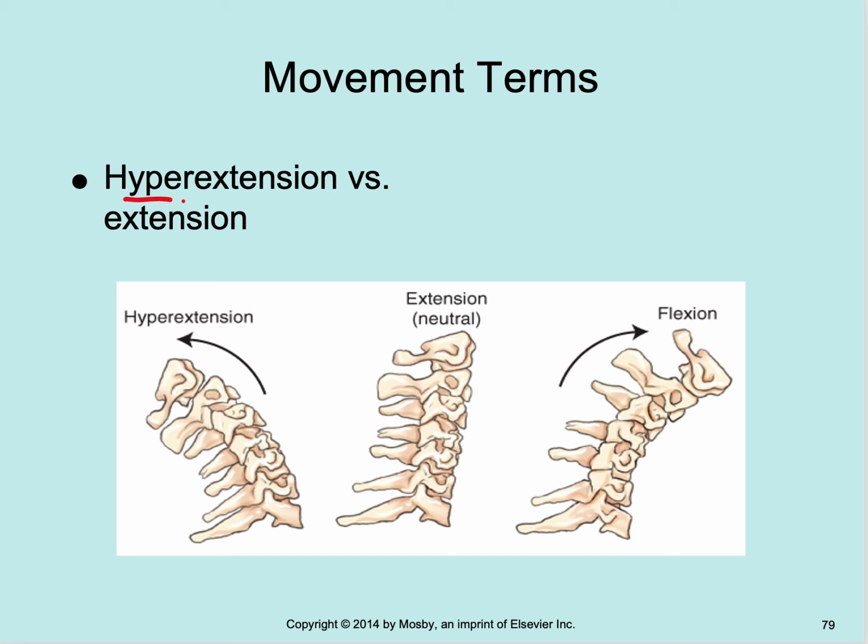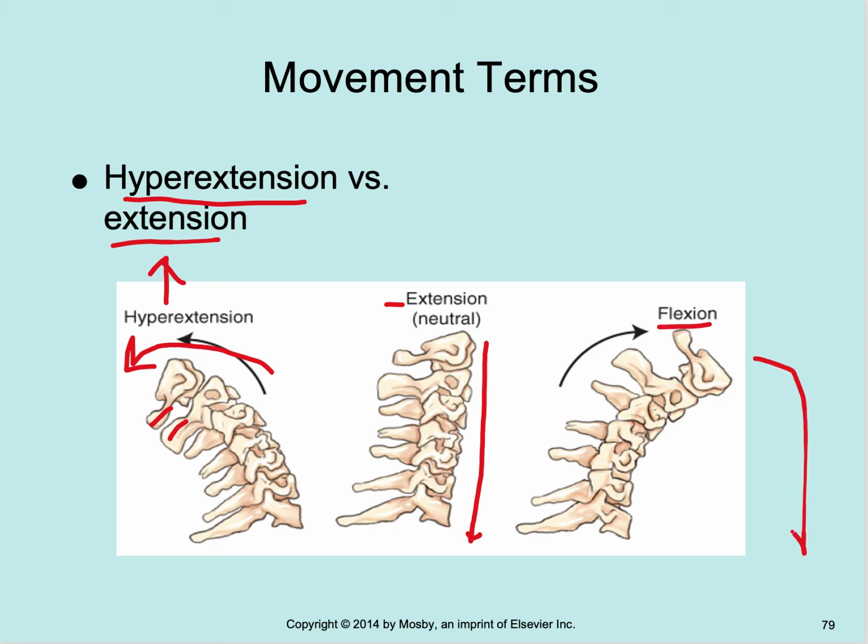Movement types. There is hyperextension versus extension. So extension is your neutral aspect of your spine. This is typically your C-spine. So your extension, this is your neutral position, the way you hold your head naturally. Hyperextension, this is moving back. So your head is moving back. These are your spinous processes. So you're squeezing your spinous processes together. Your head is looking up towards the ceiling. That is hyperextension.